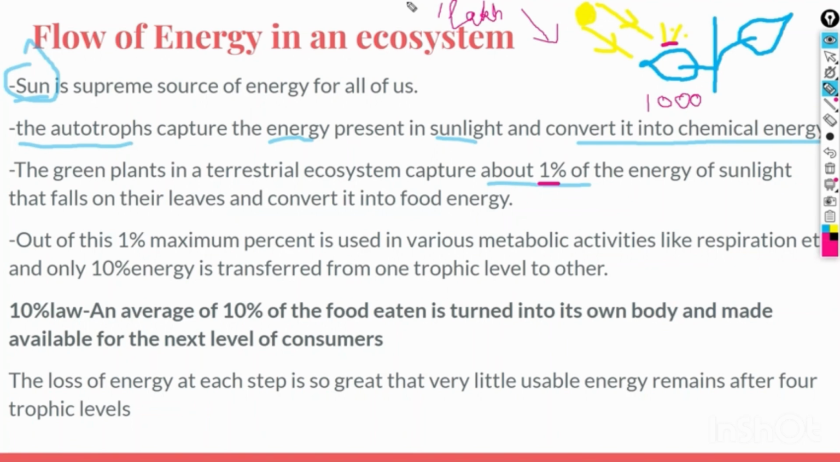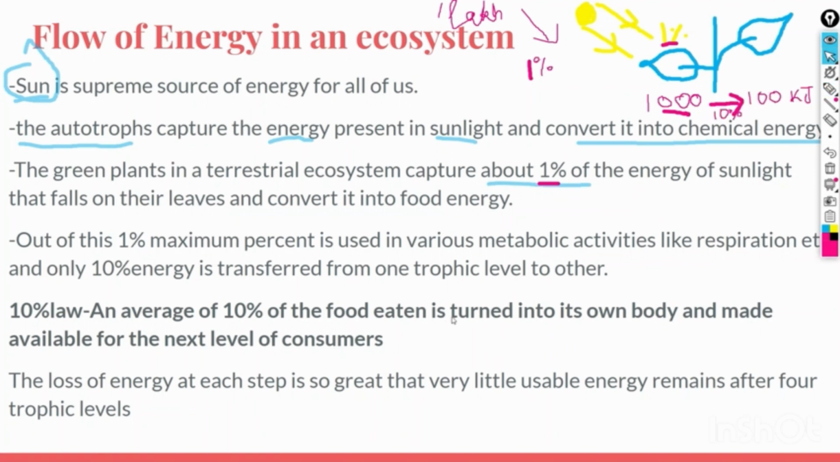So assuming that there is 1 lakh kilojoules of energy, energy is measured in kilojoules, only 1% of it is converted into chemical energy, and now the plant has 1000 kilojoules of energy. So initially the plant is receiving this much amount, but only 1% of it is actually absorbed and converted into chemical energy and is used as food. So only 1000 kilojoules of energy is actually used as food energy.